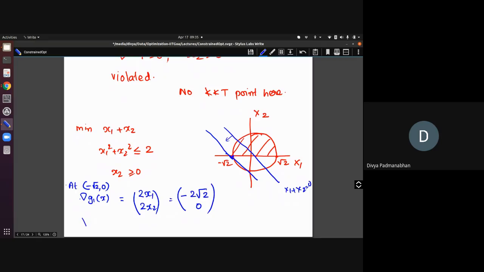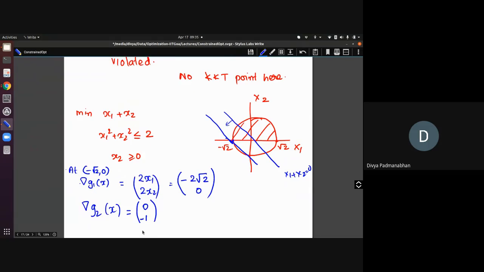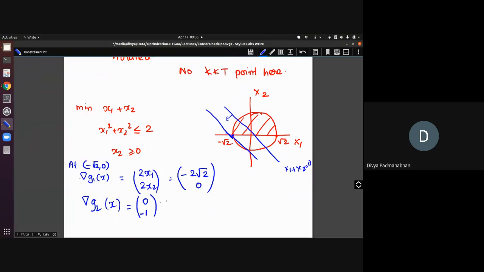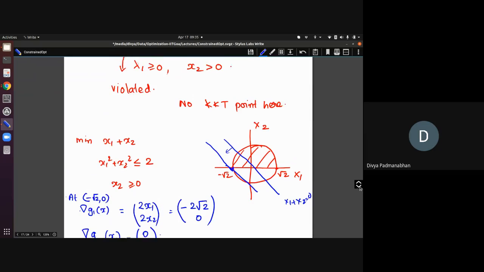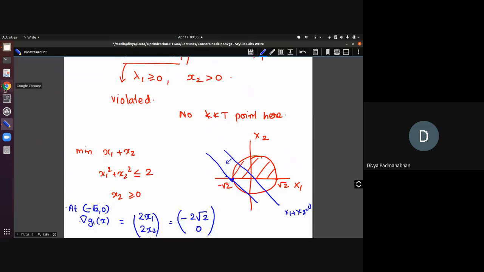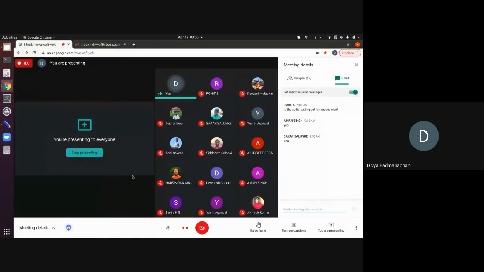And for gradient g2, g2 was -x2 less than 2. So what you got as a gradient would have been 0 and -1. So these two are linearly independent anyway. So that's why you got this as a KKT point. I mean, x was part of a KKT point. So yeah, I hope this example has made things a little more clear.